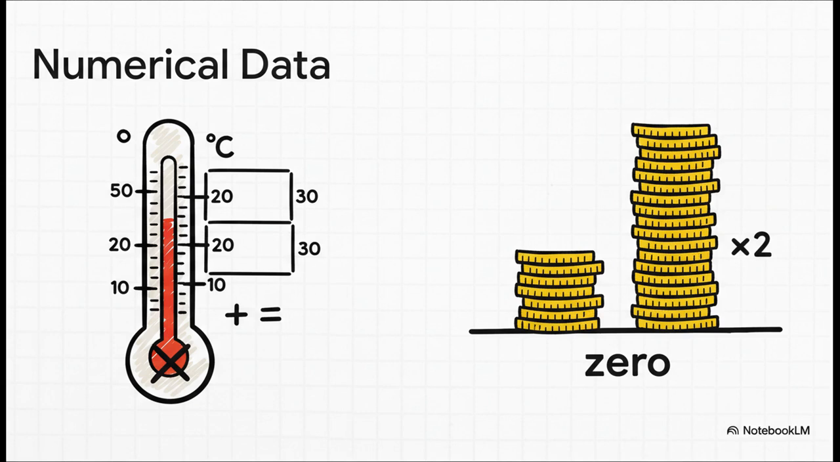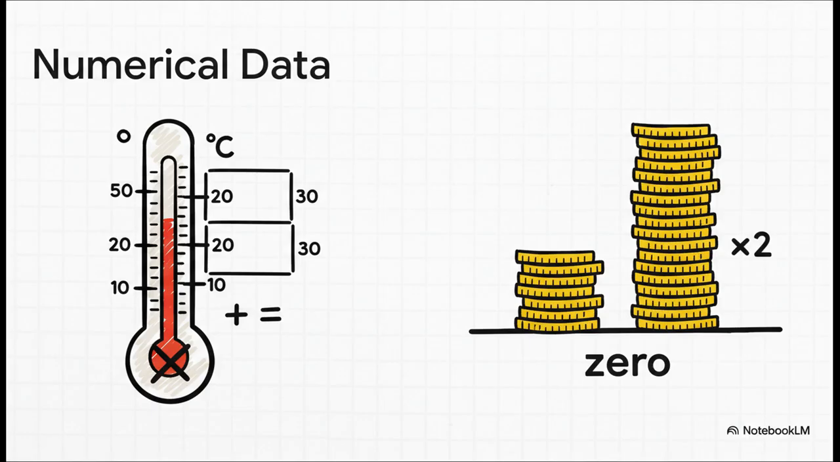All right, now let's switch over to numerical data, which gets a lot more precise. First up is interval data. Here, the difference between the numbers actually means something. So, for example, the jump from 20 to 30 degrees Celsius is the exact same amount of heat as the jump from 30 to 40. But here's the catch. You can't say 20 degrees is twice as hot as 10 degrees. Why not? Because 0 degrees Celsius isn't a true zero. It doesn't mean there's a complete absence of heat.